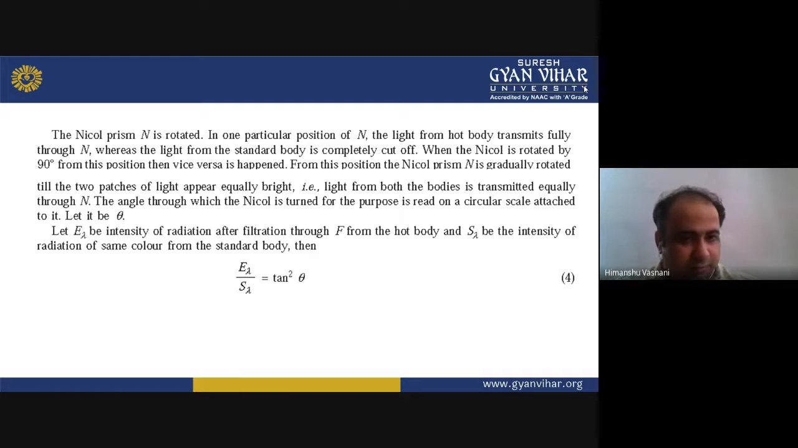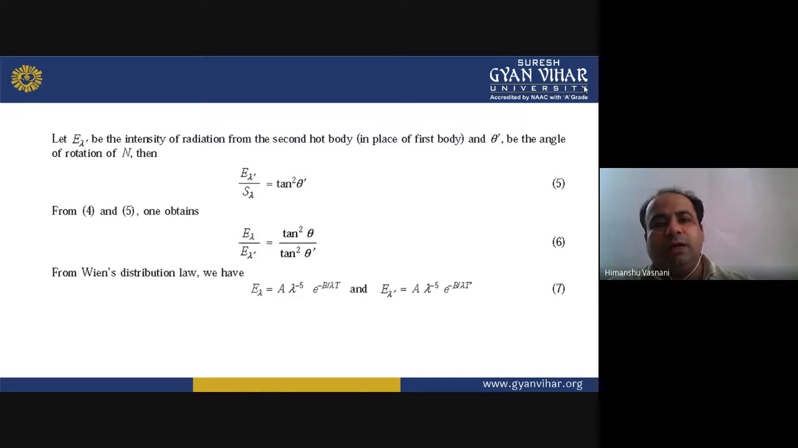Let it be theta. So if E lambda is the intensity of radiation after filtration through F from the hot body, and S lambda is the intensity of the radiation of the same color from the standard body, then E lambda upon S lambda is equal to tan squared theta. This is the relation. Now let E lambda dash be the intensity of radiation from a second hot body in place of the first body, and theta dash be the angle of rotation of N.